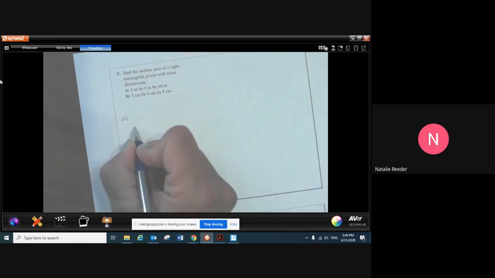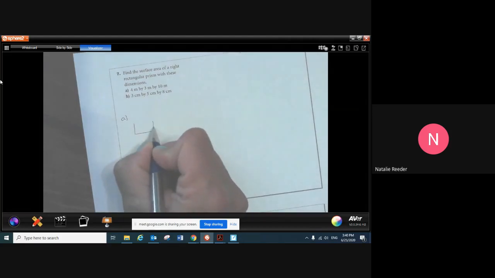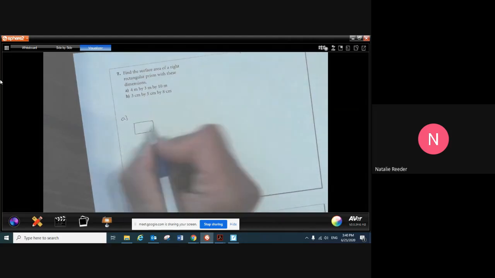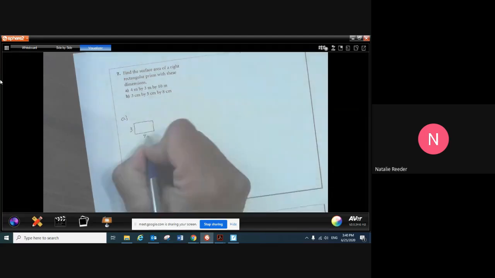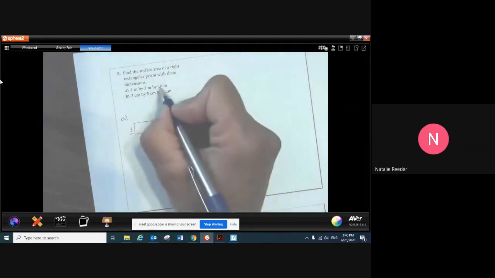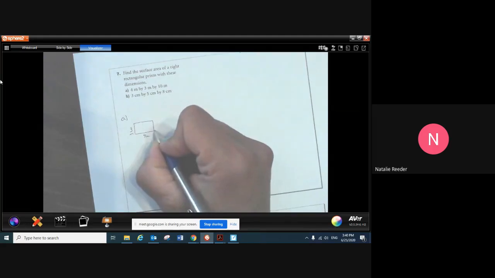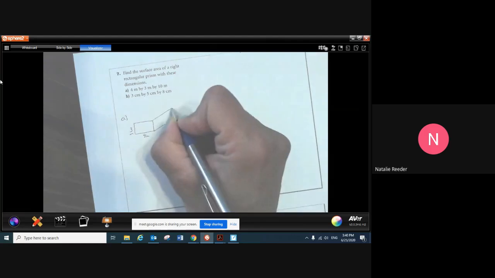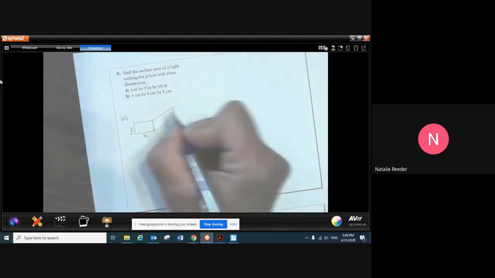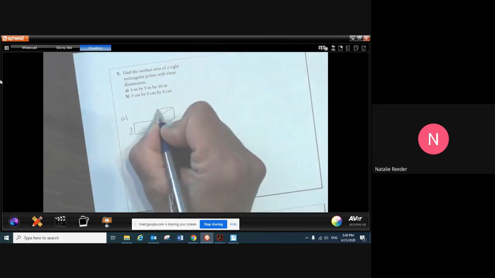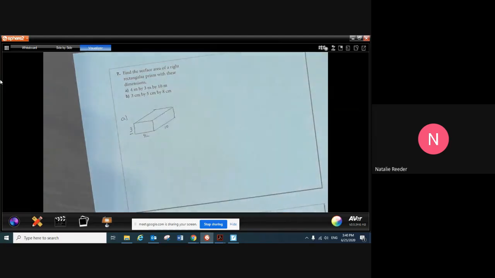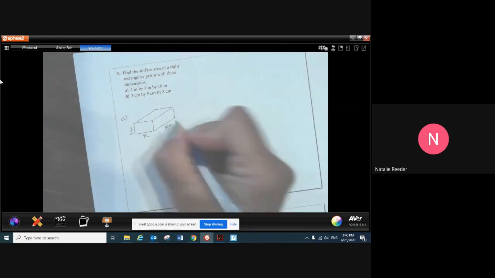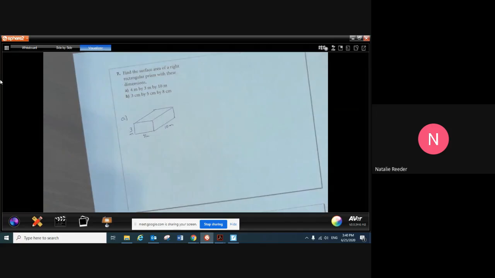So say I'm going to draw this. And I could say that this is 4 and this is 3 meters. Now that leaves me with a 10. So that means the 10 must be the length here of my rectangular prism. And just like that, I made a box. Now, if you don't need the visual, that's great. But if you do need the visual, just draw yourself a box and write out the dimensions.